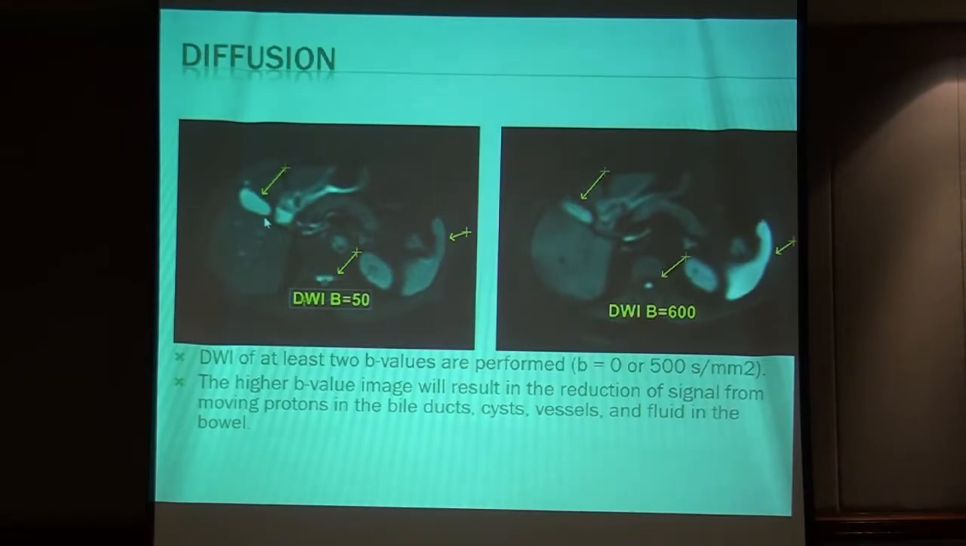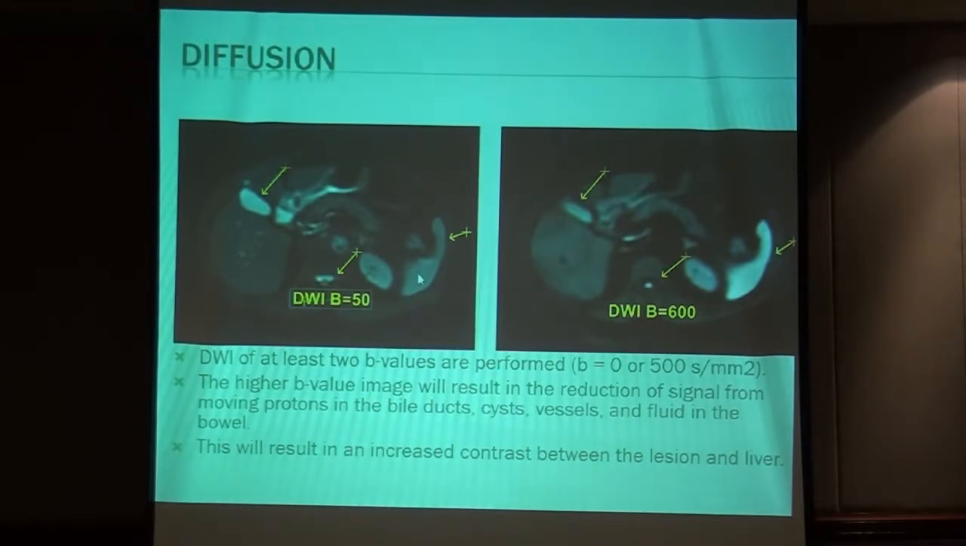You can see the gallbladder here is brighter than at B value 600, okay? And the water in the stomach here is less bright. The CSF around the cord also is bright here, which is dark in the 600 B value. On the contrary, there is increased contrast between the lesion and the liver.